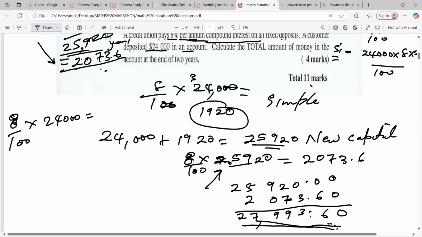But if you use the simple interest way, you have to remember it's compounded annually, right? So each year, the new total is added to it. You're not just going to use the 24,000. Whatever interest accumulates gets added, and then that becomes the new capital. So I work out the 8% first, add it to the original, and do another 8%. Because it's 2 years. If it was 3 years, you'd have to do it 3 times.